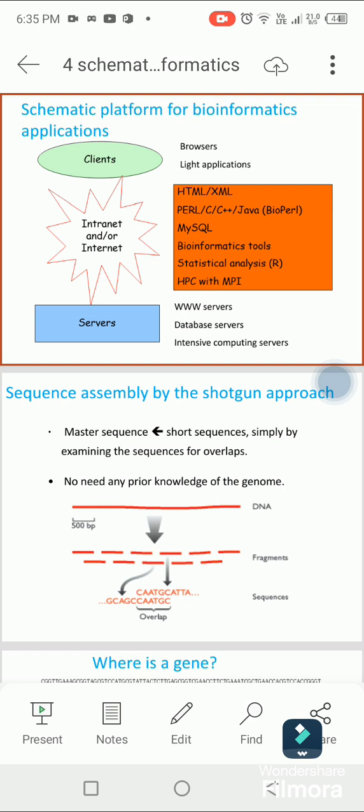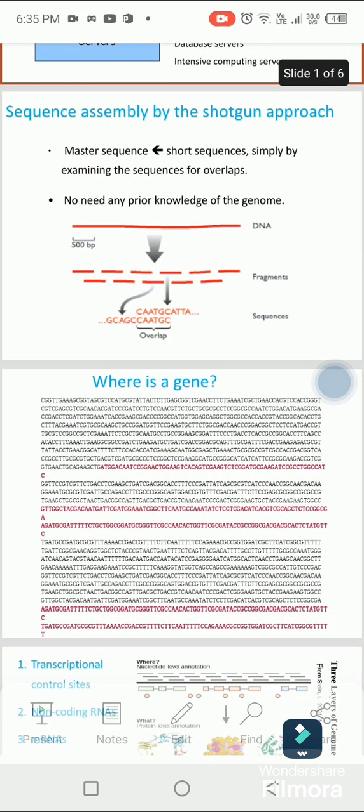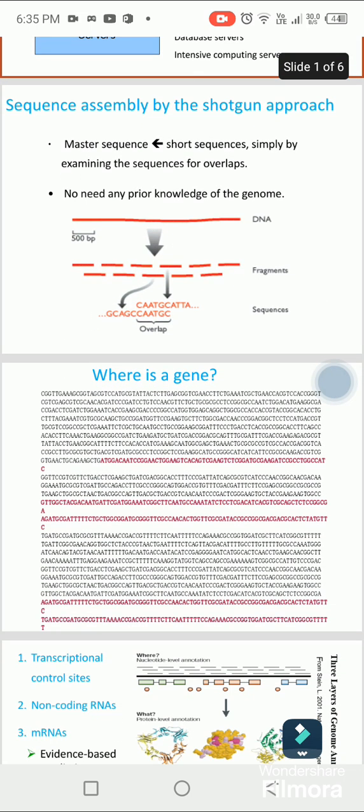Database servers, intensive computing servers. Sequence assembly by the shotgun approach: assemble short sequences simply by examining the sequences for overlaps. No prior knowledge of the genome is needed. DNA in 500 base pair fragments and sequences, overlapped sequences.